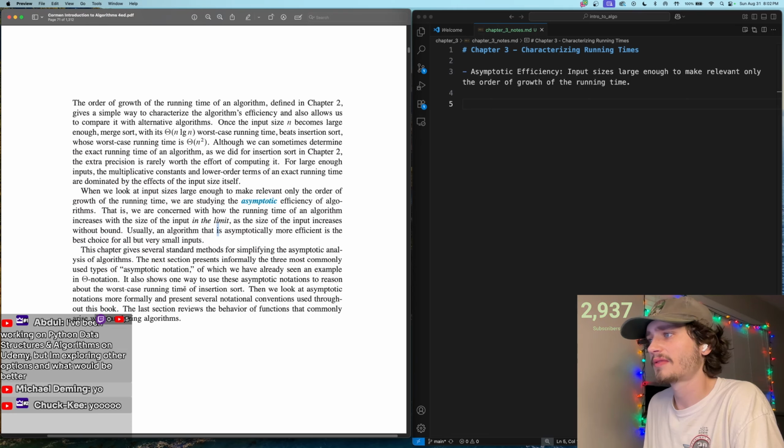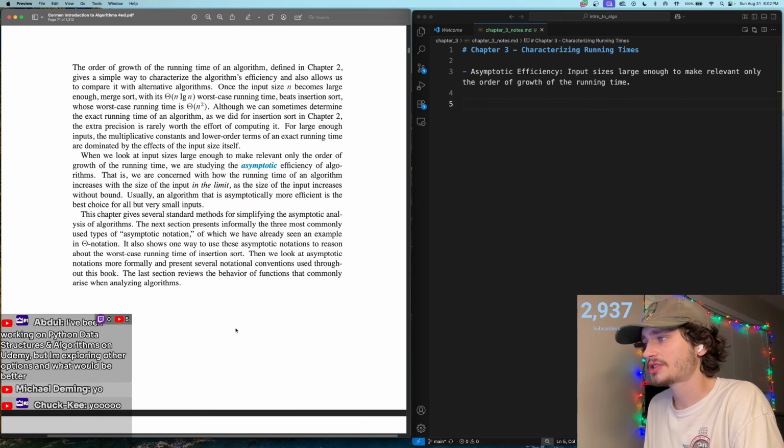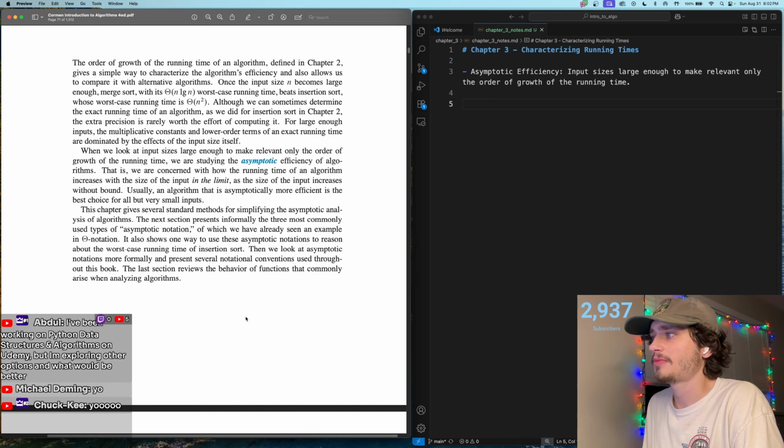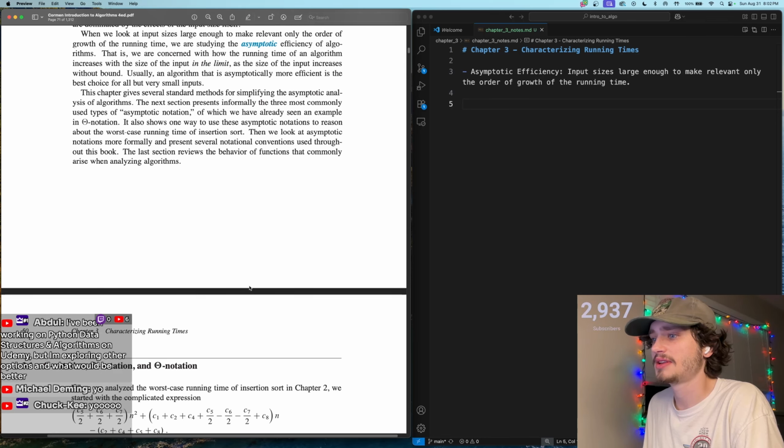This chapter gives several standard methods for simplifying the asymptotic analysis of algorithms. The next section presents informally the three most commonly used types of asymptotic notation, of which we have already seen an example in theta notation. It also shows one way to use these asymptotic notations to reason about the worst-case running time of insertion sort. Then we will look at asymptotic notations more formally and present several notational conventions used throughout this book. The last section reviews the behavior of functions that commonly arise when analyzing algorithms.